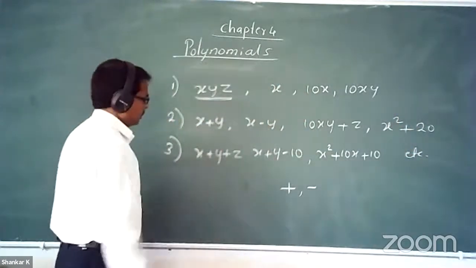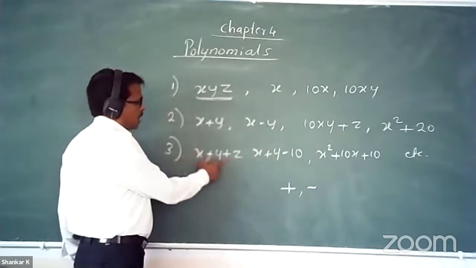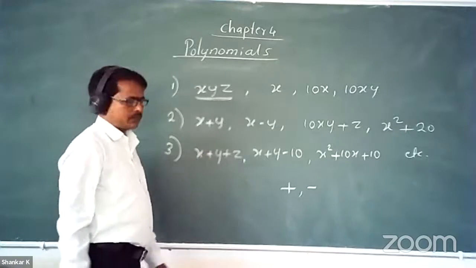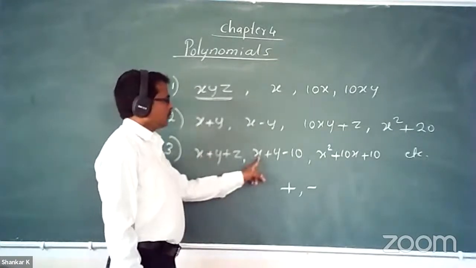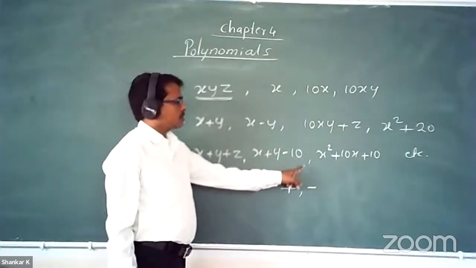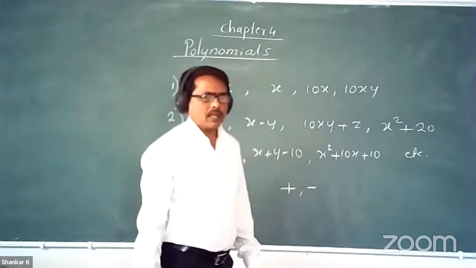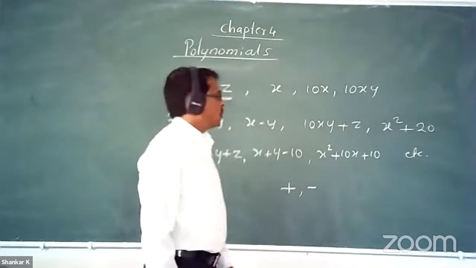In this example, x, y, z, it is having three terms. This is also having three terms. This one is also having three terms. Okay.